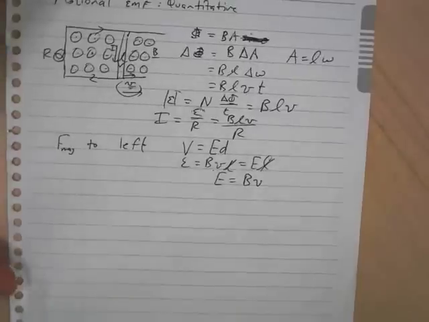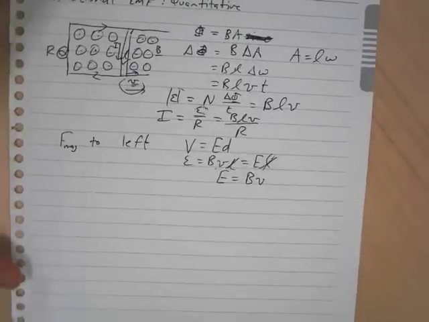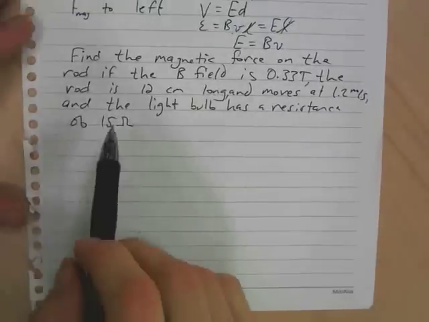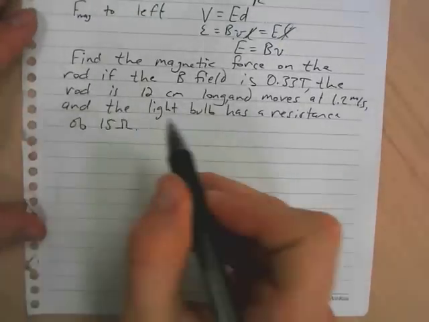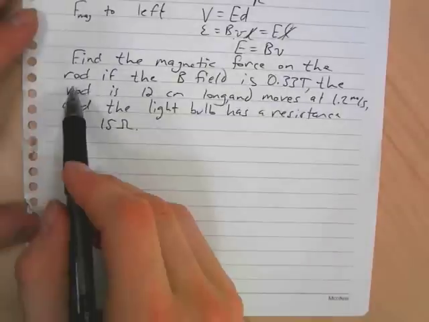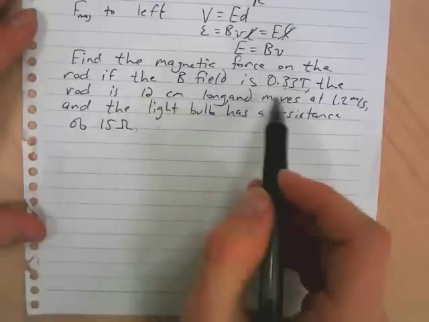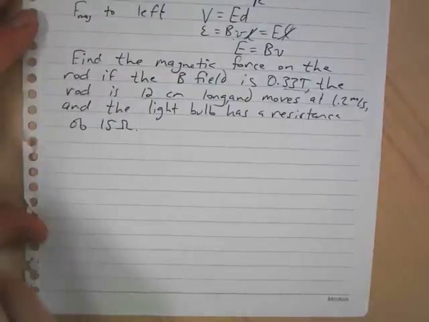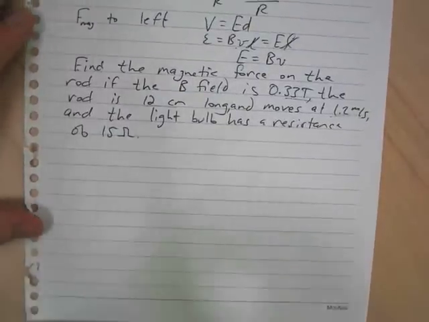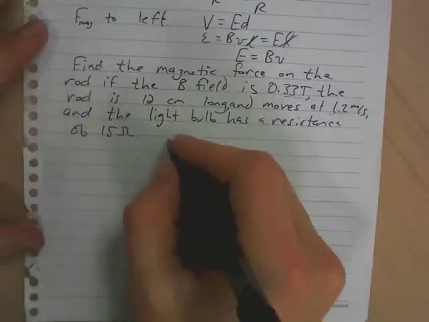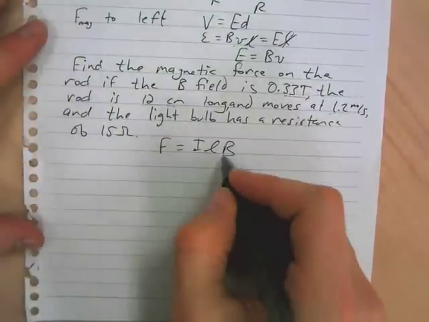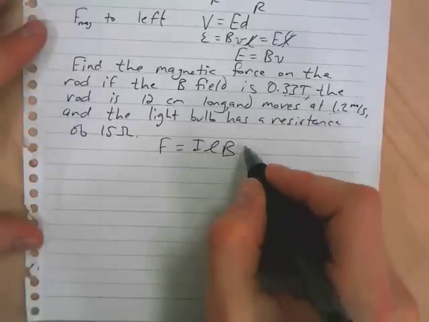Let's go ahead and do an example of a problem you might do with a situation like this. Handy thing about this video recorder is that you can pause it, so it looks like this text just appears. Anyway, this is the problem that we're going to look at. I want to find the magnetic force on the rod. The B field is 0.33 Tesla. The rod is 12 centimeters long, and it moves at 1.2 meters per second. And the light bulb has a resistance of 15 ohms. So we want to find the magnetic force. Well, we know magnetic force is ILB, and there's a sine theta thrown in there.